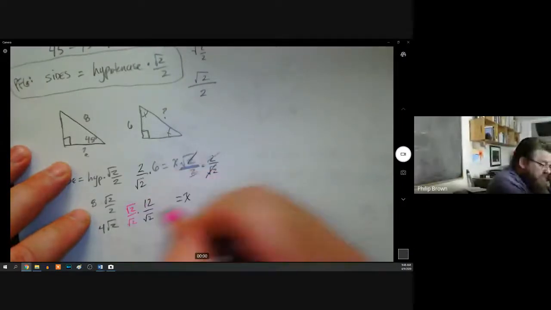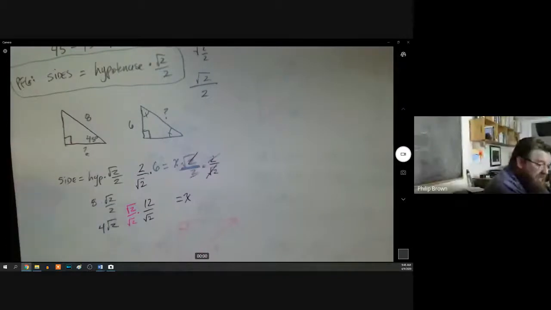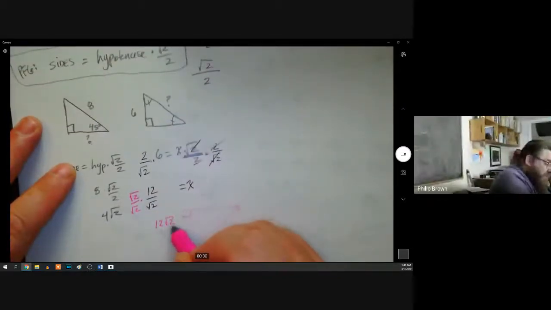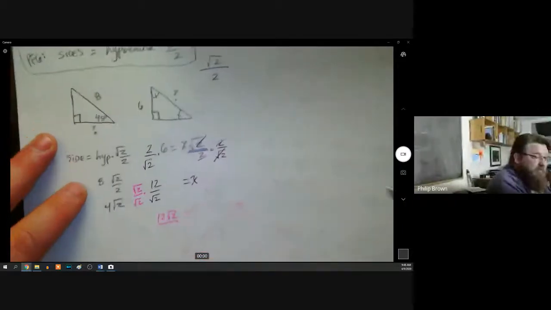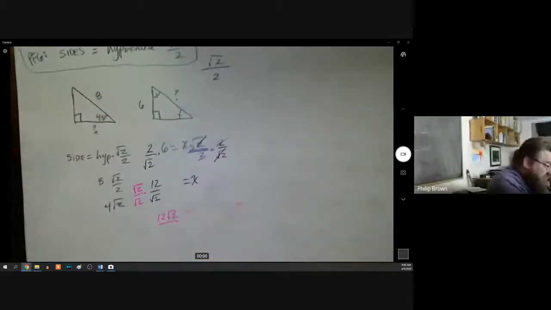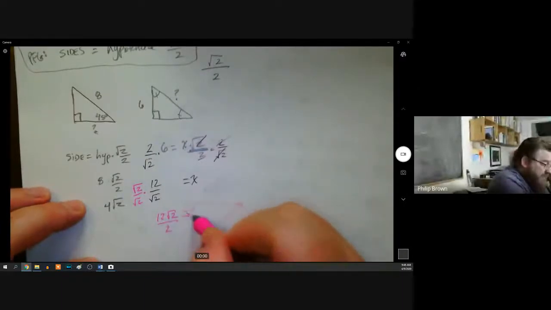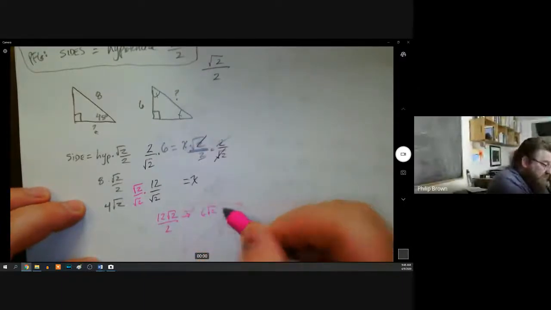This is equal to 1. When you multiply by 1, nothing changes. So it's going to be 12 times the square root of 2 over, well, the square root of 2 times the square root of 2 is the square root of 4, right? The square root of 4 is 2. So we can reduce that, and you're going to get 6 root 2 equals the hypotenuse.